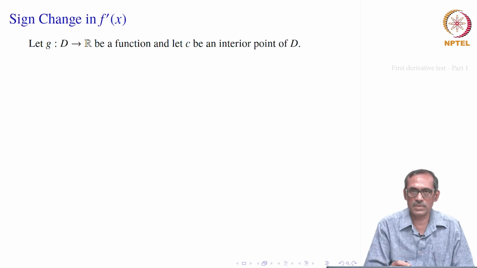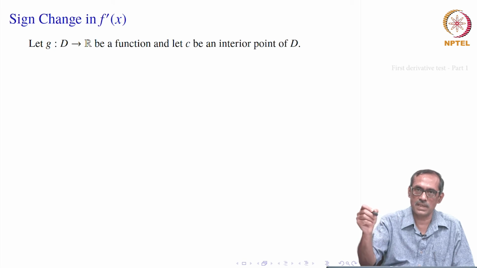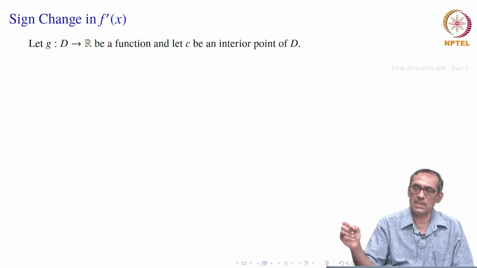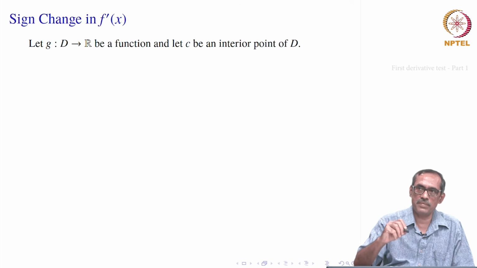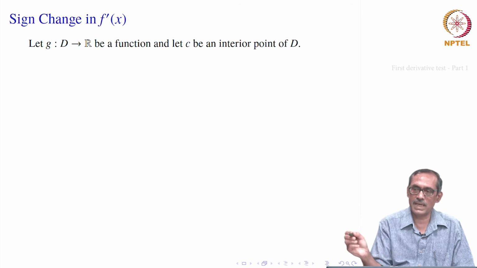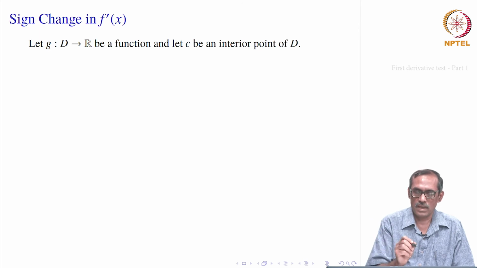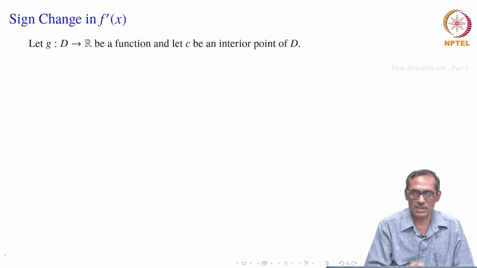So, what we have seen is that f prime x is greater than 0, so f increases, and then since it is a local maximum, it is decreasing. So, f prime is less than 0 there, that is what we have found out. So, that means f prime is positive to the left of the critical point and negative to the right of the critical point. At the critical point it is 0. So, that is what we say, some sign change is happening in f prime x. So, let us see what that means.